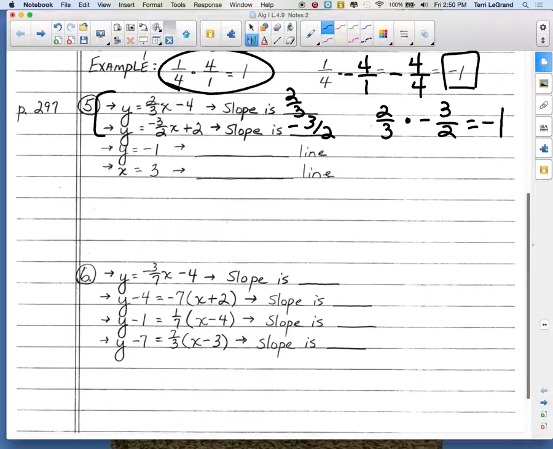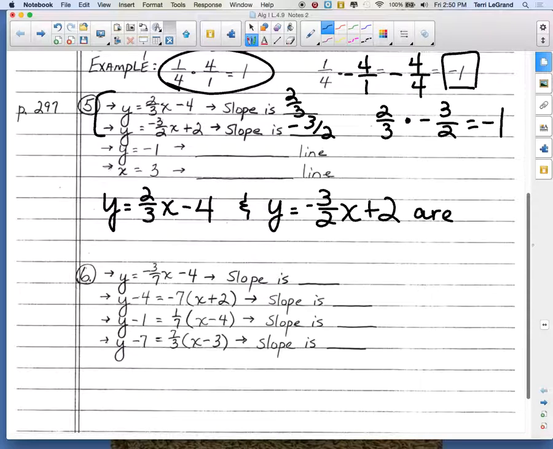So we could go down here right now and say that y equals 2/3 x minus 4, and y equals -3/2 x plus 2. Those 2 are perpendicular, and I'm going to give you the mathematical abbreviation for perpendicular so that you don't have to write that long word: an upside down capital T. Now we're going to go check that out on those graphing calculators. This is the abbreviation for perpendicular mathematically.